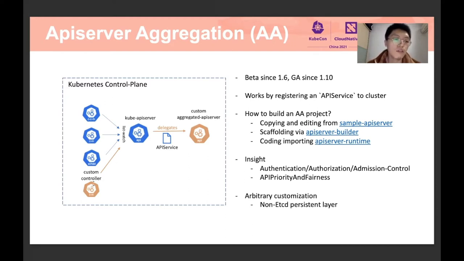And you can even develop your custom controllers working based on the AA servers. The custom controllers are supposed to connect AA servers via the proxy of Kube API server instead of requesting directly. However, direct requesting will also be working, which I will also be explaining later.